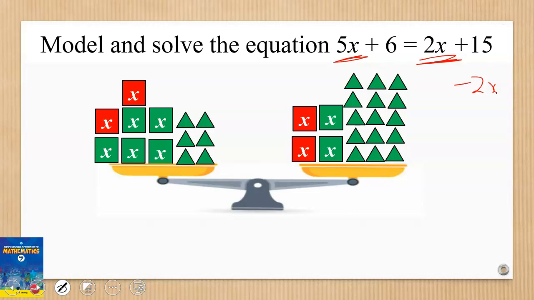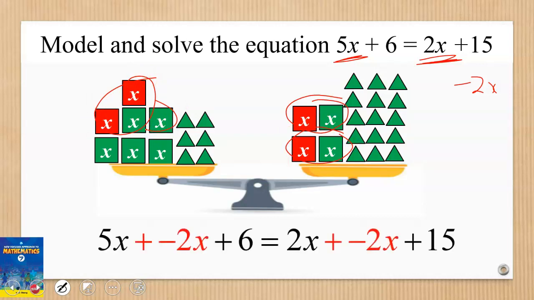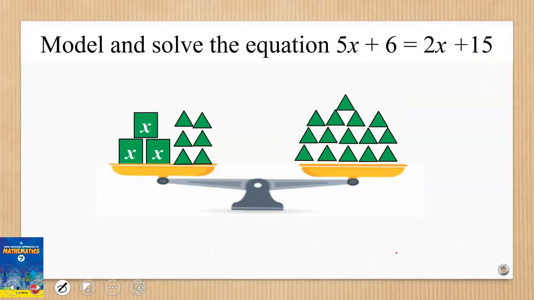Now take note also that anytime we have red and green coming together like this, they cancel each other. The same thing, so 2 of this will cancel the 2 of that as well. And so when that is done, our equation looks like this. It's going to be 5x plus negative 2x. Of course, that will cancel 2 of the x at the left hand side. Then 6 is maintained. On the other side of the equation we have 2x plus negative 2x, and when they cancel, we get something like this. Okay, so that is going to be 3x plus 6 equals 15. Remember, we added negative 2x to both sides of the equation, so that cancelled out, and then we have this.